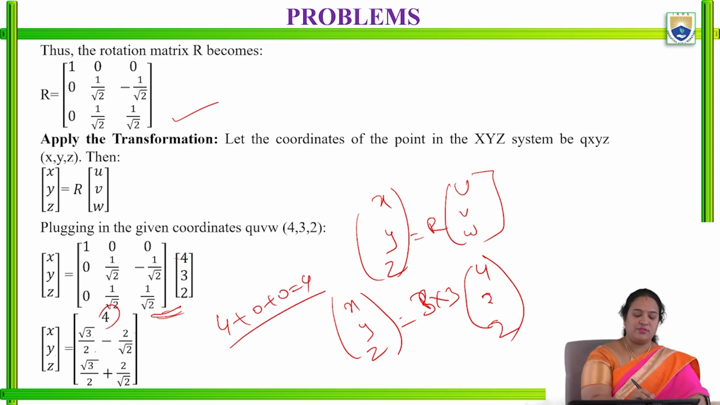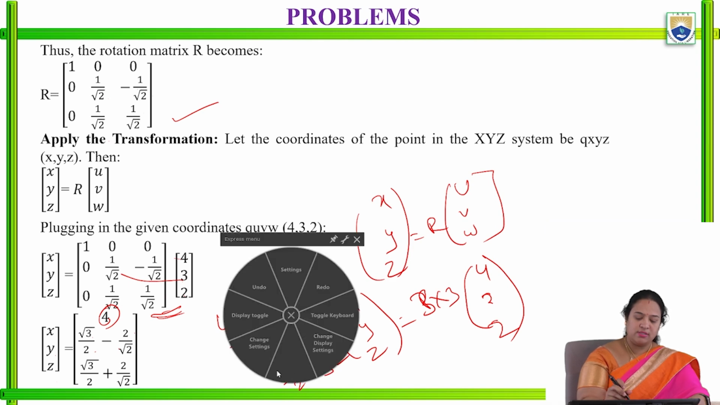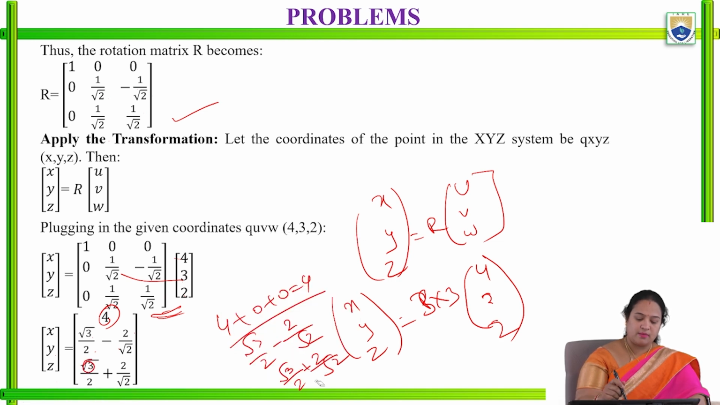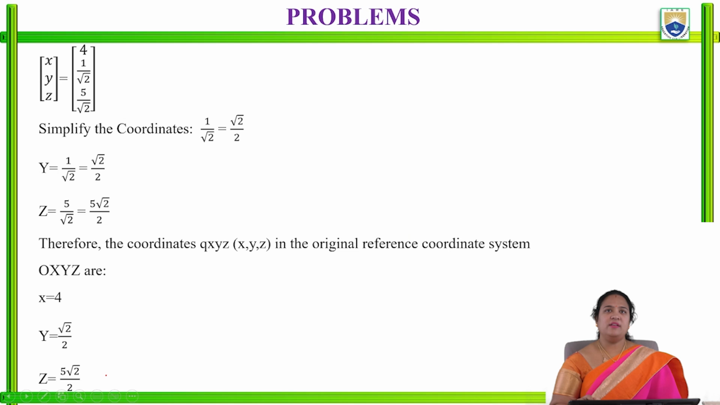That is the first coordinate, this 4. Next, root 3 by 2 minus 2 by root 2, this one. The third one is 3 by root 2 plus 2 by root 2, that is the value for z.